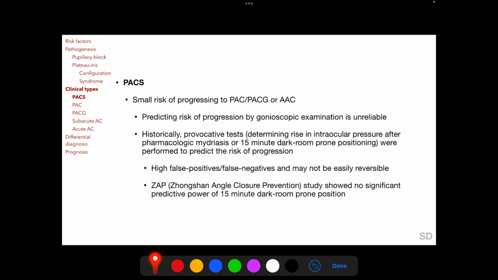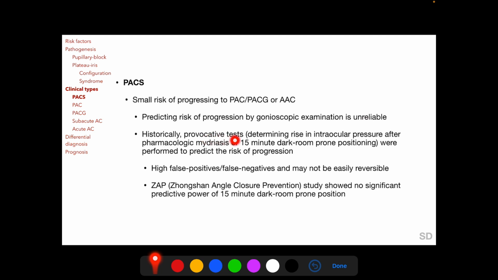PACS patients who have more than 180 degrees of iridotrabecular contact without peripheral anterior synechia and or raised intraocular pressure have a small risk of progressing to either primary angle closure or primary angle closure glaucoma, or having an attack of acute angle closure. And predicting this risk of progression by gonioscopic examination has been found to be unreliable.